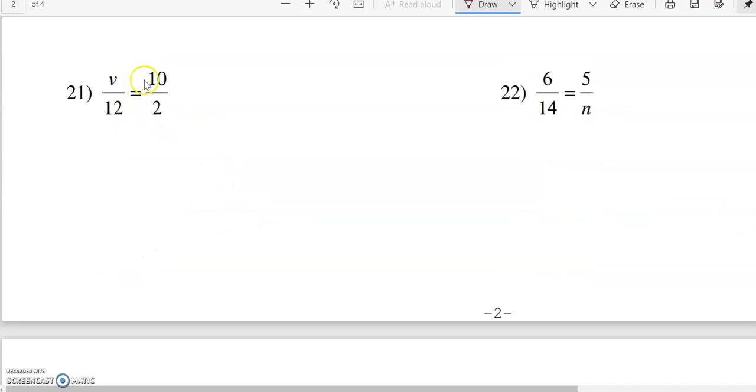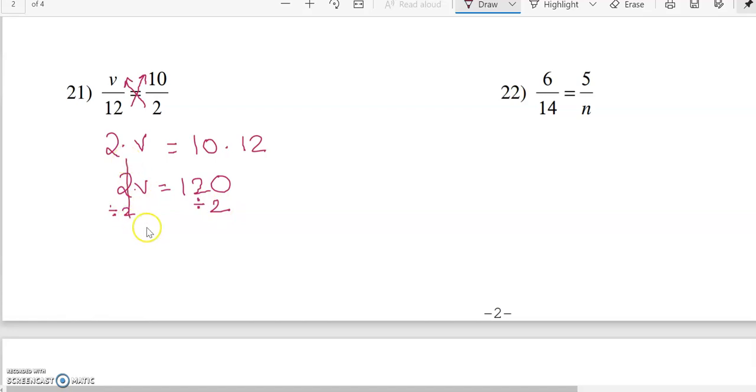Okay, this is one more problem. So what I will do is cross multiply. It will give me 2 times v is equal to 10 times 12. So 2 times v is my 2v, and 10 times 12 is 120. Now this says 2 times v, so the opposite of times is the division sign. We learned this when we were learning about solving equations. So this will be cancelled out and v will be equal to what?